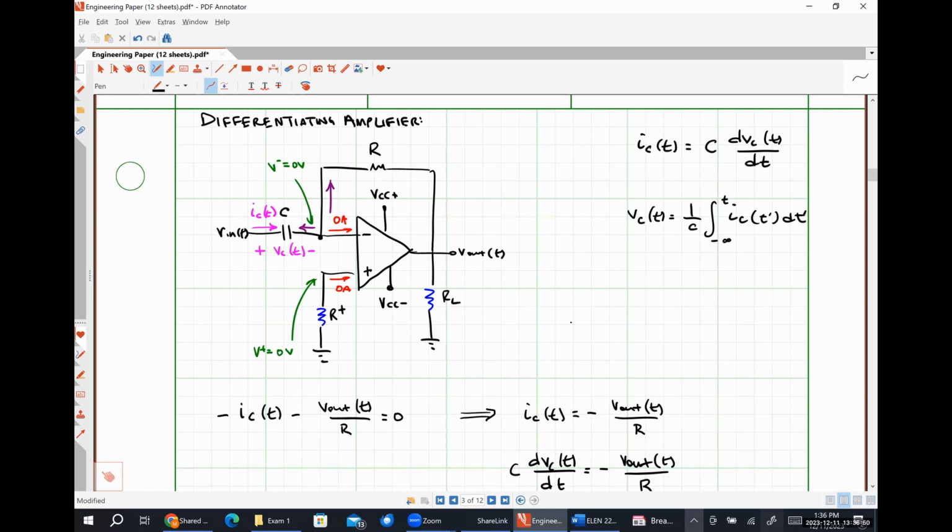If we want to make an integrating amplifier, we simply swap the position of our feedback resistor and our capacitor. So we'll put our capacitor up here and our resistor down here.